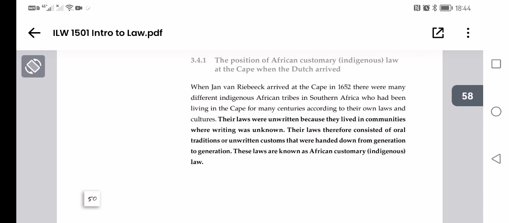Their laws were unwritten because they lived in communities where writing was unknown. Their laws, therefore, consisted of oral traditions or unwritten customs that were handed down from generation to generation. These laws are known as African customary indigenous law.